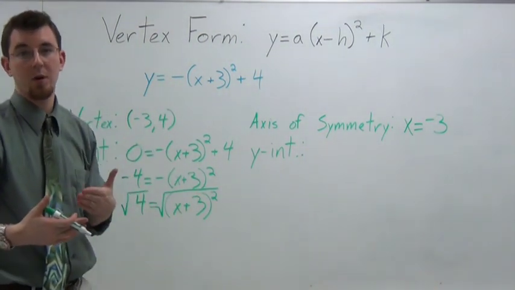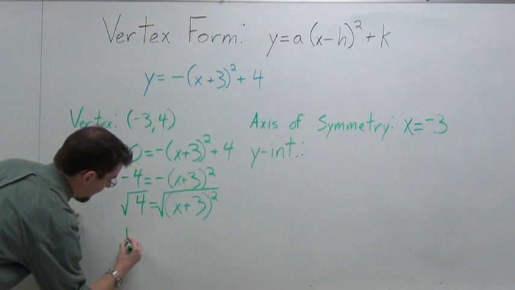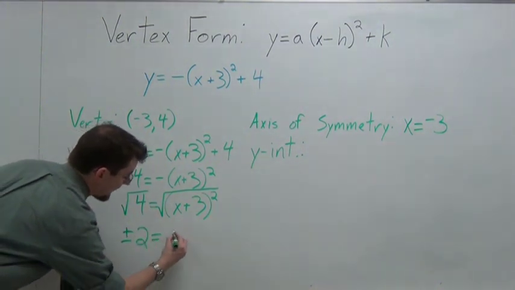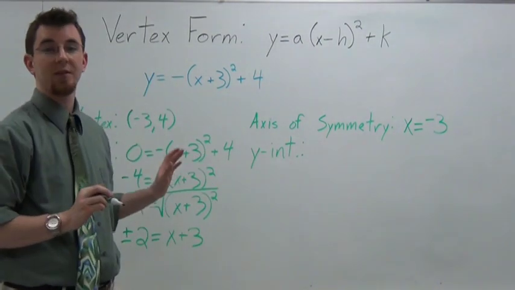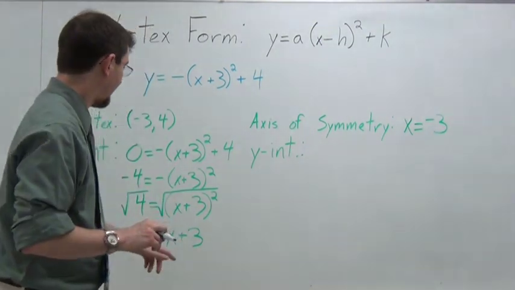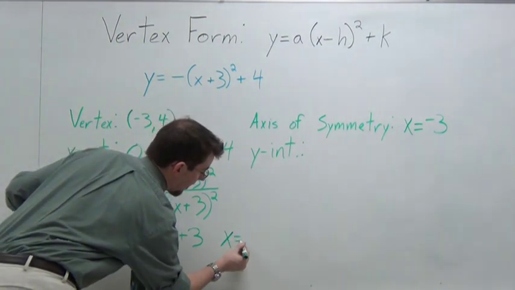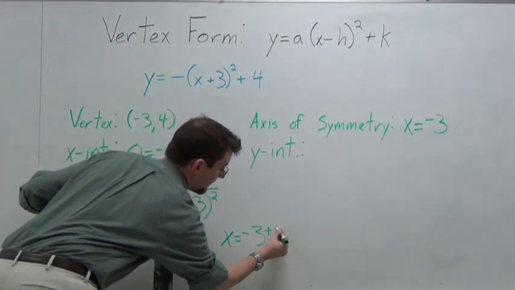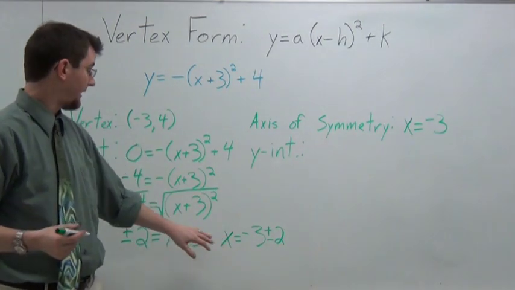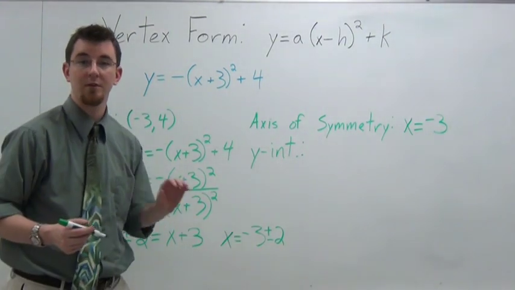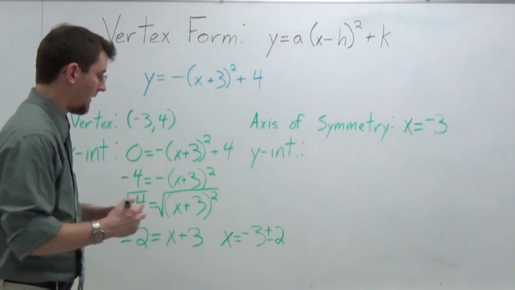Now, whenever you add a square root into a problem, you have to use a plus or minus. So, I have not just 2, but plus or minus 2 equals x plus 3. That plus or minus is incredibly important. Now, from here, I'm going to go ahead and move over my 3. So, I'm going to get x equals negative 3 plus or minus 2 as my x-intercepts. Now, these are the values for the x-intercepts. It's important that you go ahead and finish that up and write these as a point.